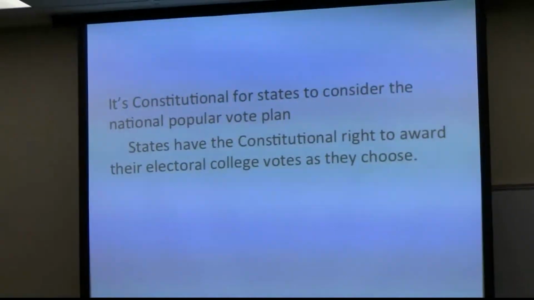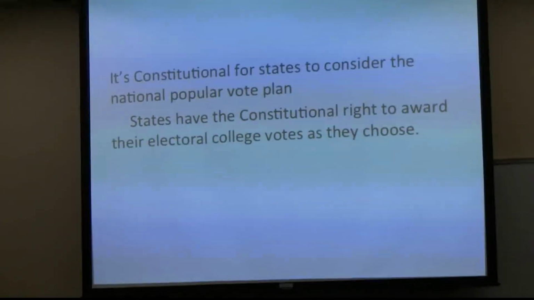So I wanted to start with one that I think we all agreed on, because I thought that was important. And maybe we don't agree, but at least in previous meetings, it seemed to me that we did agree that it's constitutional for states to consider the National Popular Vote Plan, that they can. The states have the constitutional right to award their electoral college votes as they choose.